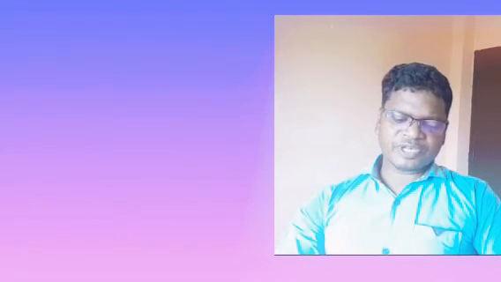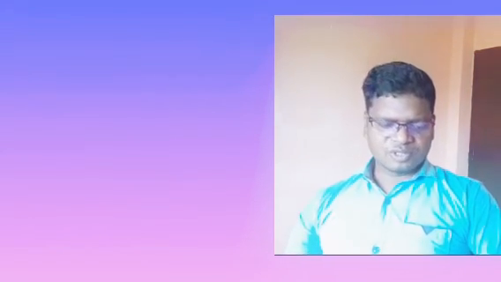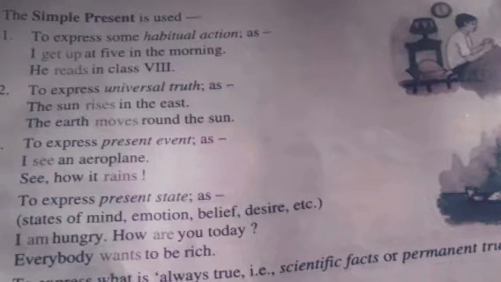Now let me tell you the rules one after another, that is, the situations where we use the present tense. The first is to express habitual actions. Suppose we are talking about some actions that we do as a habit, just like I get up at 5 in the morning, he reads in class 6.